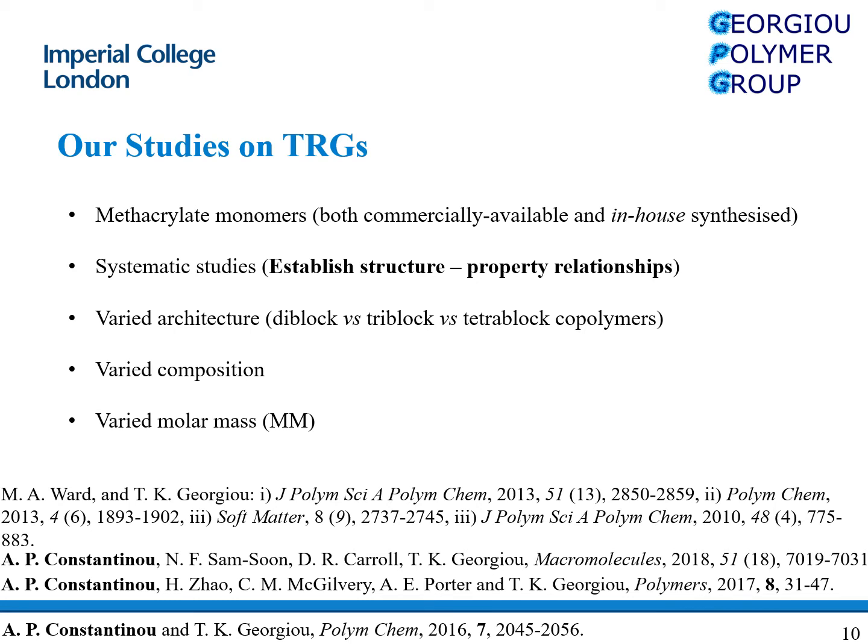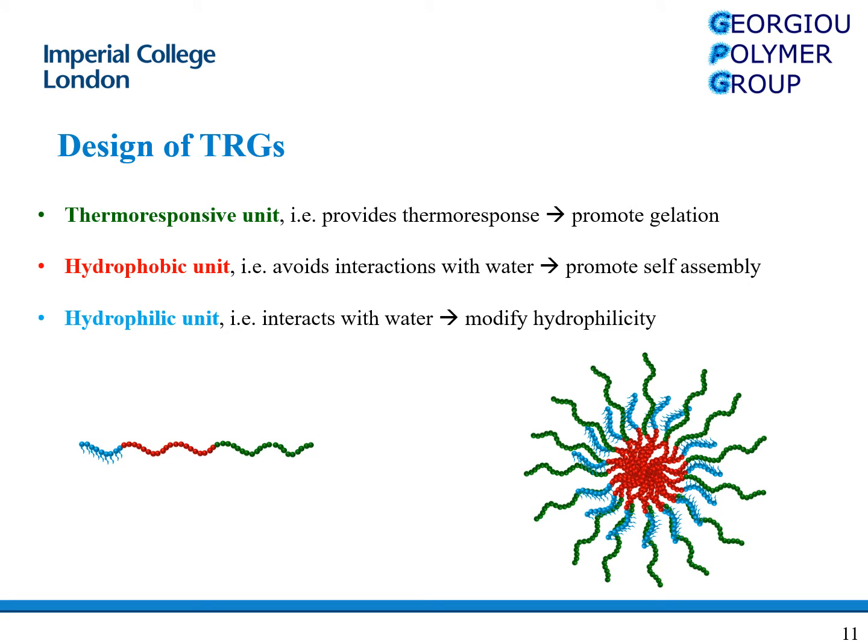For example, the molar mass and the composition were kept constant and only the architecture was varied, and so on. To design thermoresponsive gels, you want to incorporate different types of units. Of course, you want the thermoresponsive unit, which is the one that will promote gelation. You need the hydrophobic unit, which avoids interactions with water, and this is to promote self-assembly, and also a hydrophilic unit to balance the hydrophilicity of the structure.